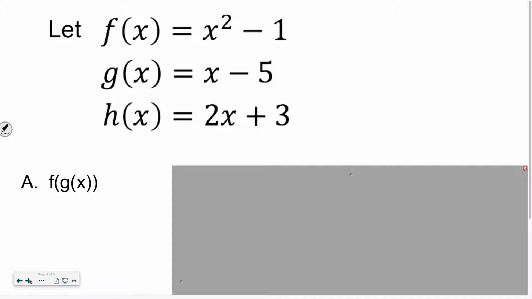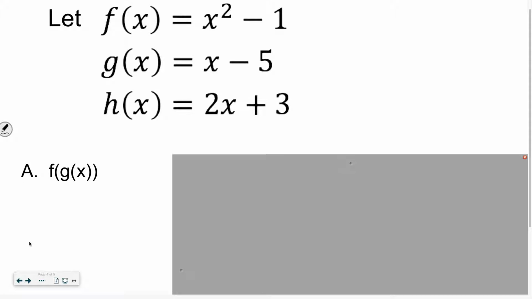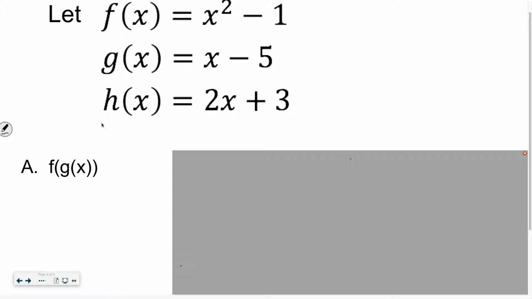I have three different functions we're going to work with. f of x is equal to x squared minus 1. g of x is equal to x minus 5, and h of x is equal to 2x plus 3. And letter A down here at the bottom, we're going to do what we saw on the previous screen, which was f of g of x. So it doesn't always have to say f of g of x. You can rearrange the letters, but that's what we're going to do right now.